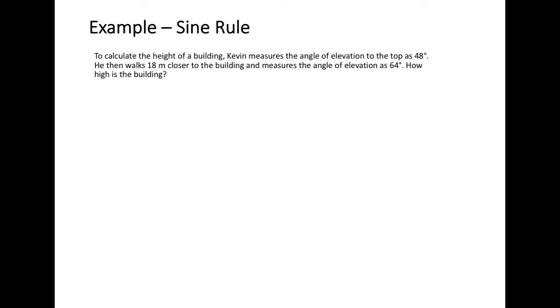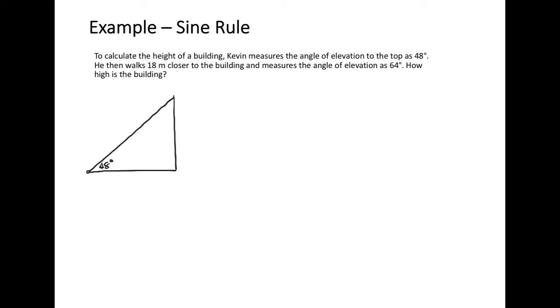So our first step is going to be to draw a diagram. And in our diagram, we're going to have a building. And the angle of elevation to that building from a point away is going to be 48 degrees. So I can draw a triangle to represent the shape of my building. And I know that angle is going to be 48 degrees.